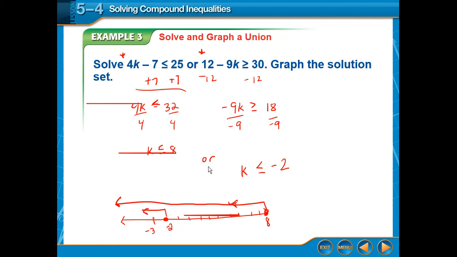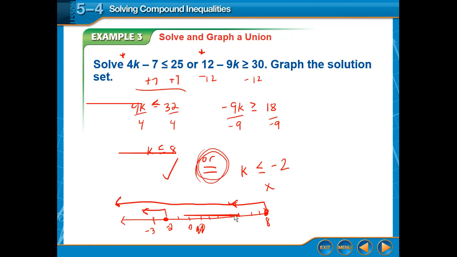So when it says or, that means it has to be true for one of them. So if I picked a number in here, let's say I picked 0, does 0 meet one of these requirements? Is 0 less than or equal to 8? Yes. Is 0 less than or equal to negative 2? No. But because this is an or statement, I can say that it's true because it has to meet one of them. Or means it has to meet one or the other. It doesn't have to meet both. If it said and, then it has to meet both. But because it says or, it only has to meet one.